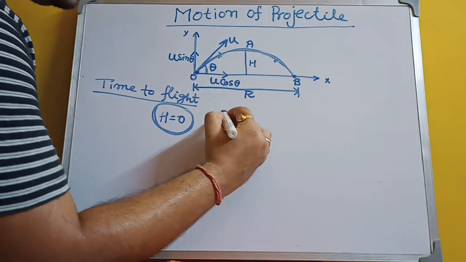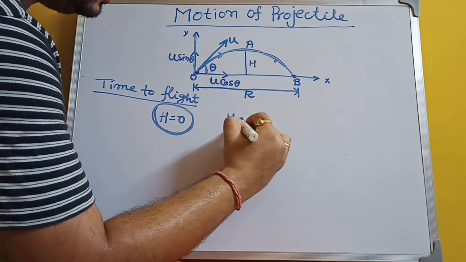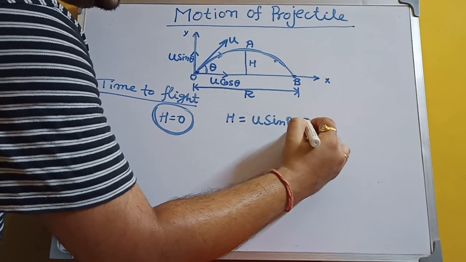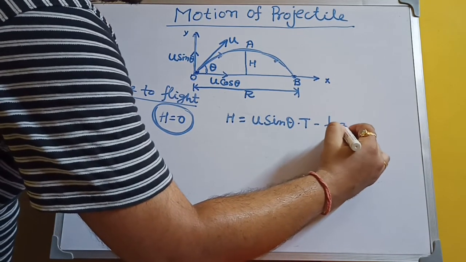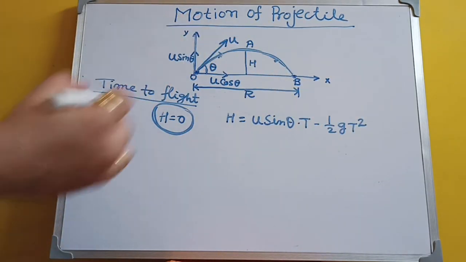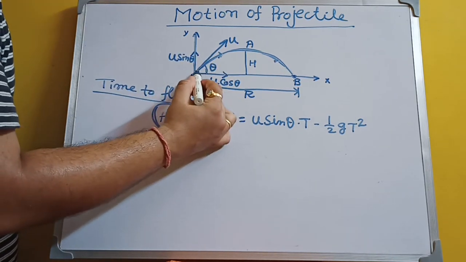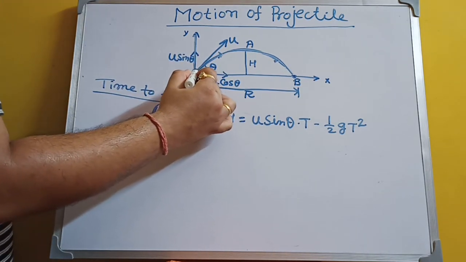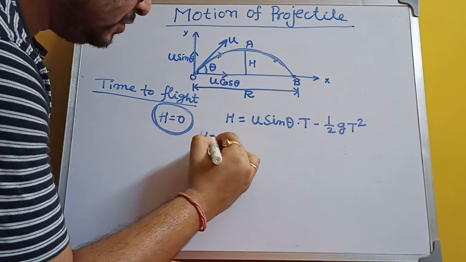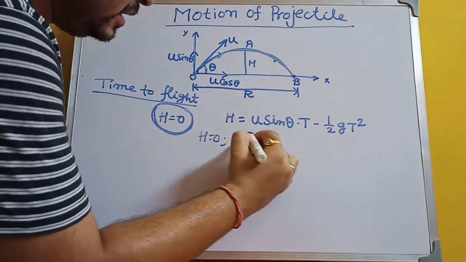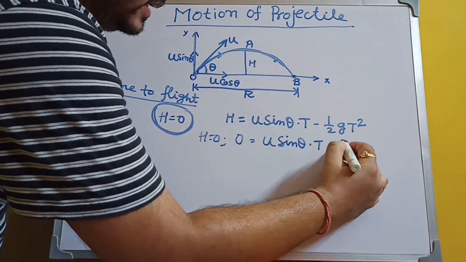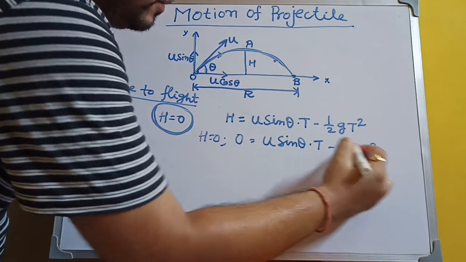Then what is your formula? We know that h is equal to u sin theta into t minus half g t square. What is t? T means the maximum time of flight, that is, how much time is required for the object to reach from this position to this position. Here h is equal to 0. So 0 is equal to u sin theta into t minus half g t square. You have to find the value of t.